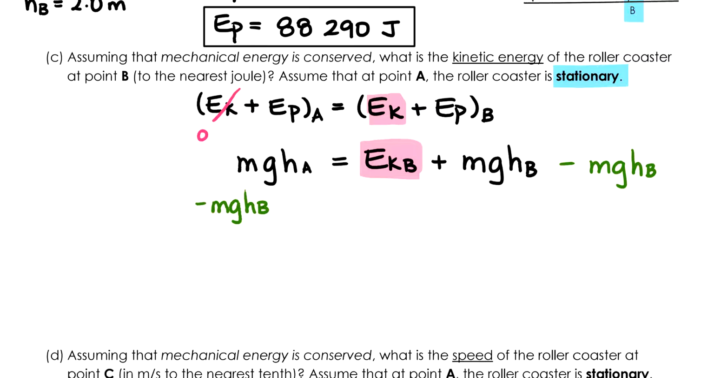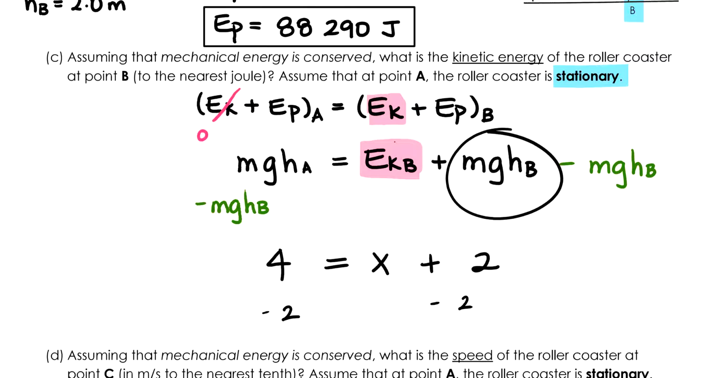How does this work, you may ask? Well, it's the same as if we had something like this from math class: 4 equals x plus 2. How do we get x by itself? We subtract 2 from each side. At the end of the day, m times g times hb is just going to be a number, so we're subtracting that number from each side.